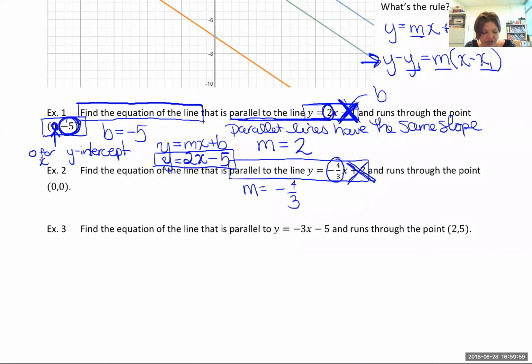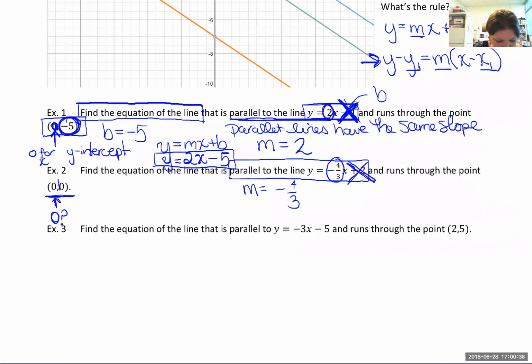Okay, now I do need the b though, if I've been given it. Let's take a look here. It says find the equation of the line that is parallel to the line, yada, yada, yada, and runs through the point (0, 0). So again, I've been given a point. And I would ask you, is this a y-intercept, or is this just some other point that they've given me? The test for that is you look at that x. Is that x a 0? It sure is. So check. That means this is the y-intercept.